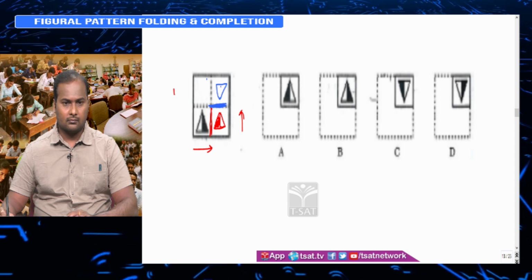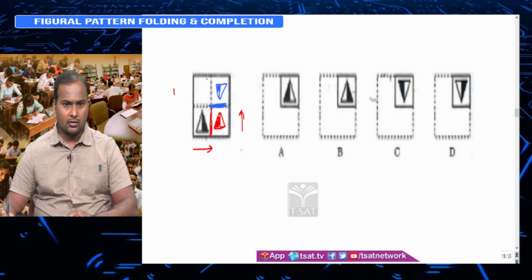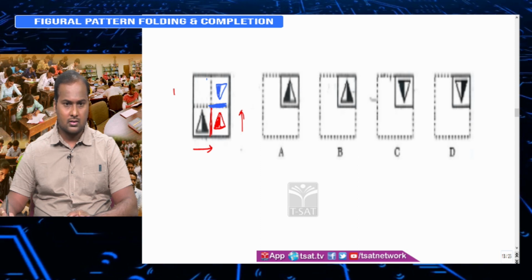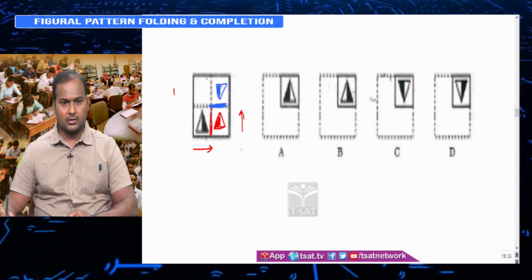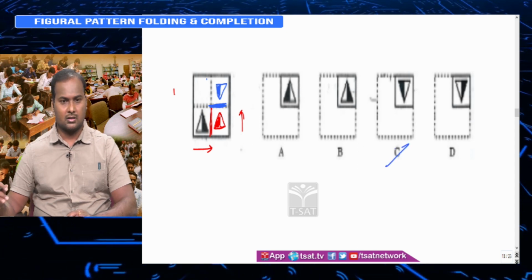Now you can draw a line and you know that the side will not change, this will be on the same side. So the dark portion will be on the same side. So this dark portion now is your answer. Check the options. So your answer is option C.